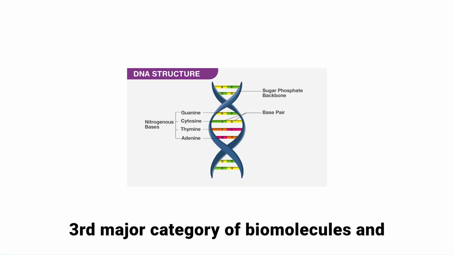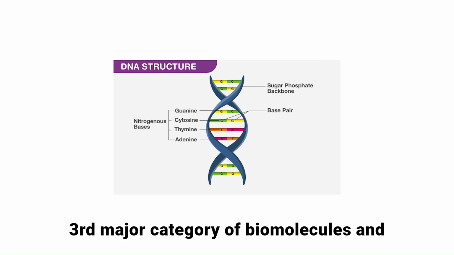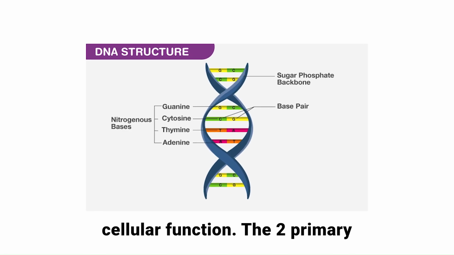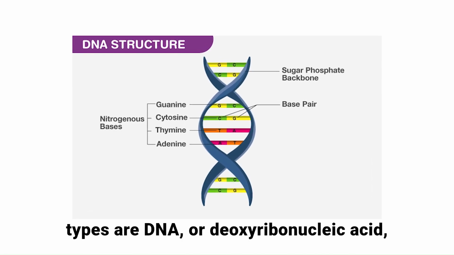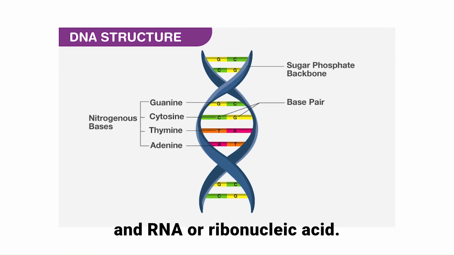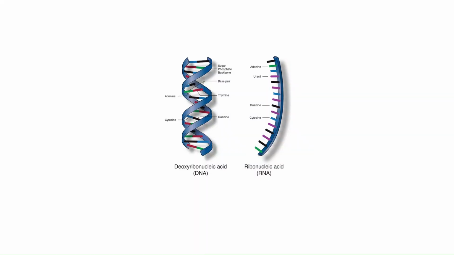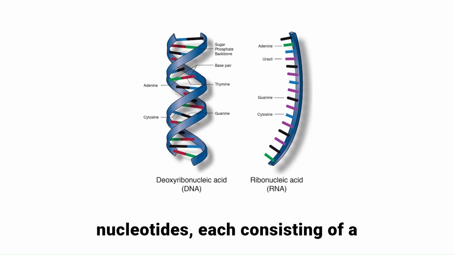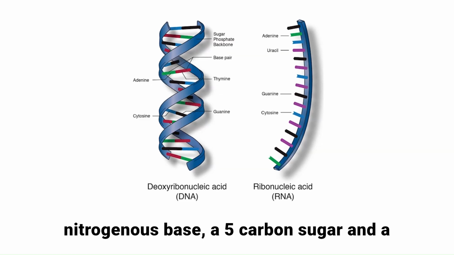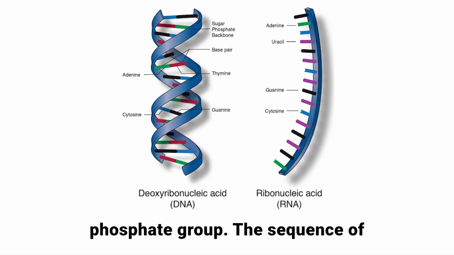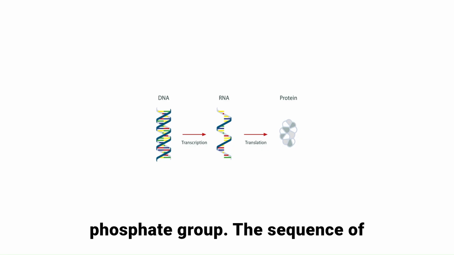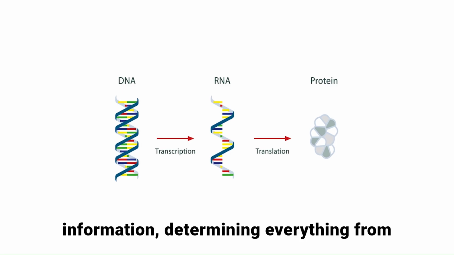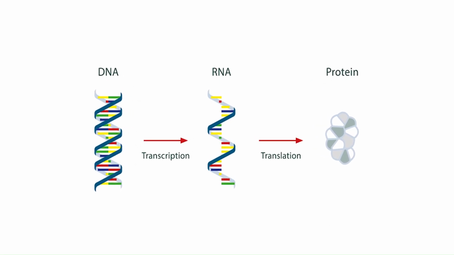Nucleic acids form the third major category of biomolecules and are the key to heredity, evolution, and cellular function. The two primary types are DNA, or deoxyribonucleic acid, and RNA, or ribonucleic acid. DNA carries the genetic blueprint of life. It is composed of nucleotides, each consisting of a nitrogenous base, a 5-carbon sugar, and a phosphate group. The sequence of nitrogenous bases in DNA encodes genetic information, determining everything from your eye color to your metabolic rate.